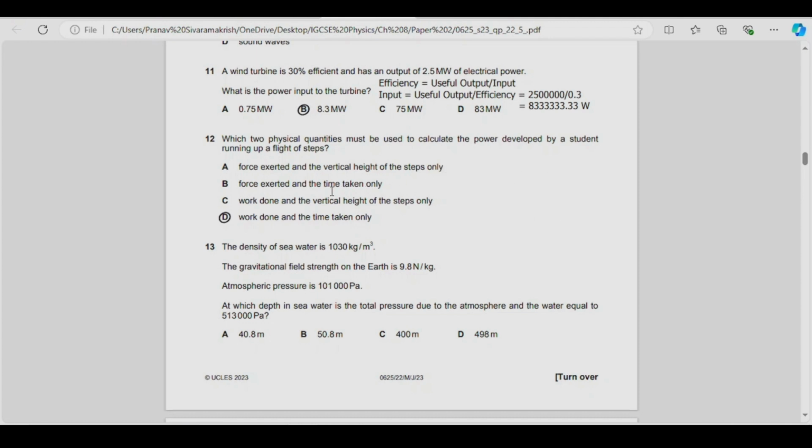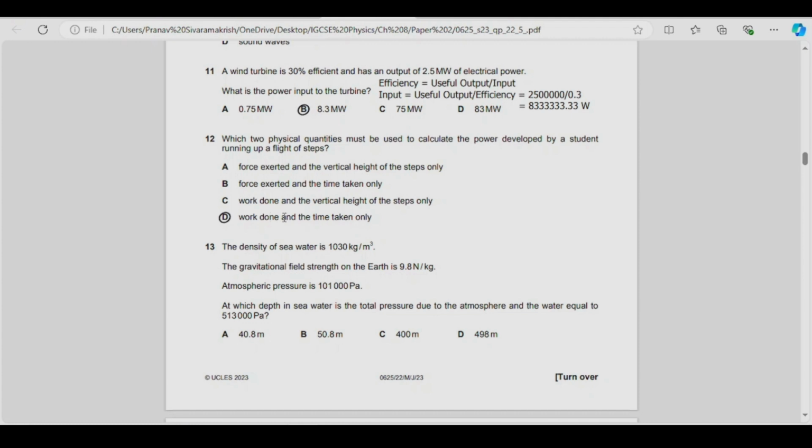The force exerted and the time taken only. We know that force divided by time is not power. It's work done divided by time, or energy transfer divided by time. Work done in the vertical heights of the steps only, that is not a quantity that we are aware of. That's work done in distance. So that really isn't going to help you.